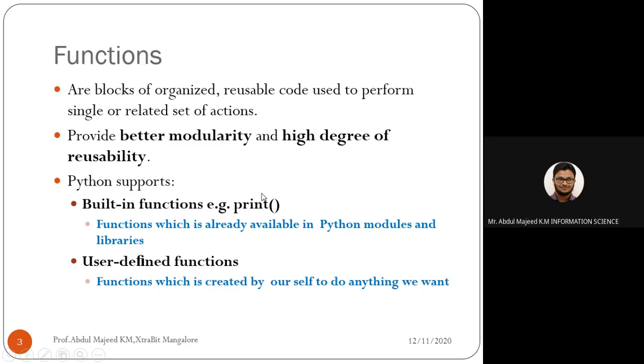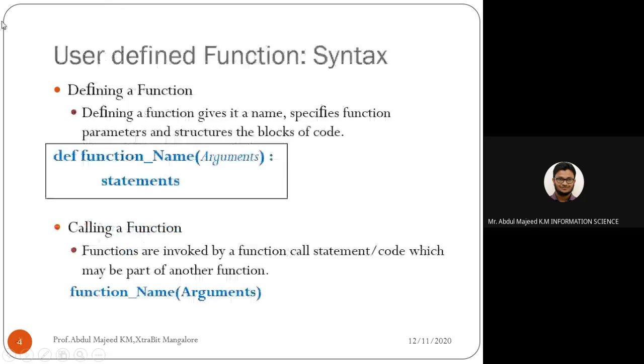So far we have used many built-in functions like print, input, forward, circle, left, right, etc. Many built-in functions were already discussed in our previous sessions. Today we are going to discuss the user-defined function used in Python. So how to create a user-defined function, what's the syntax? First we have to define the function, then we have to call the function.